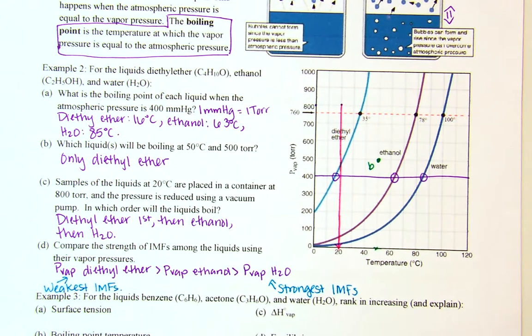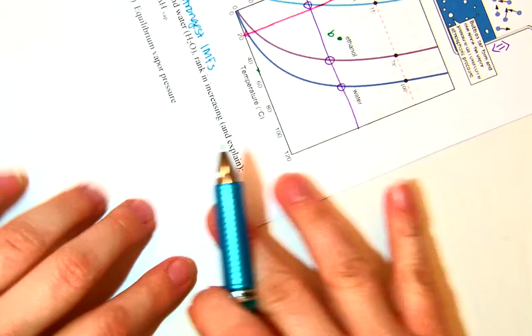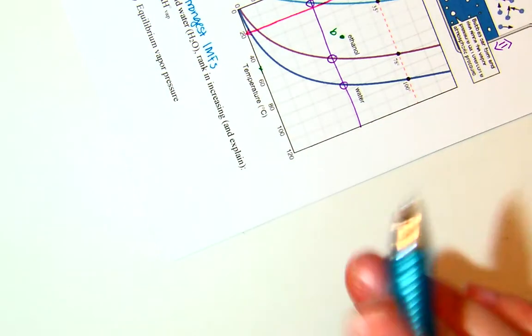Okay, last thing. So we're looking at 3 different liquids here. Well, one of them is the same. So we're going to compare benzene, acetone, and water. And we're going to rank in increasing surface tension, then boiling point temp, delta H VAP, and equilibrium vapor pressure. The first thing you should do for this is to draw the Lewis structures. So just down here, in this small little space, I'm going to draw the Lewis structures for you.